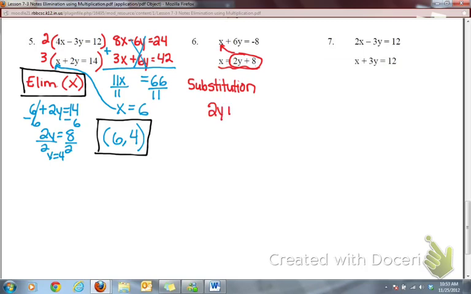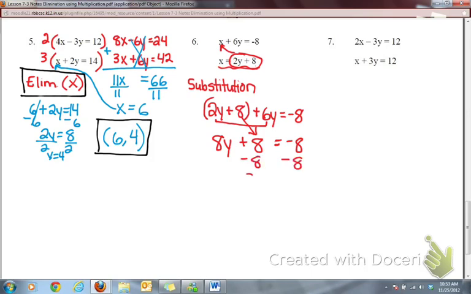So 2y plus 8, I could put that in parentheses, and then plus the 6y equals negative 8. Those parentheses technically don't really matter here because it's all plus. So we're just going to add the y's together. That gives me 8y, lots of 8s. And then plus the 8 that's still there, right there, equals negative 8. Take away this 8 because I'm trying to get y by itself. So 8y equals negative 16. Divide by 8, and y equals negative 2.